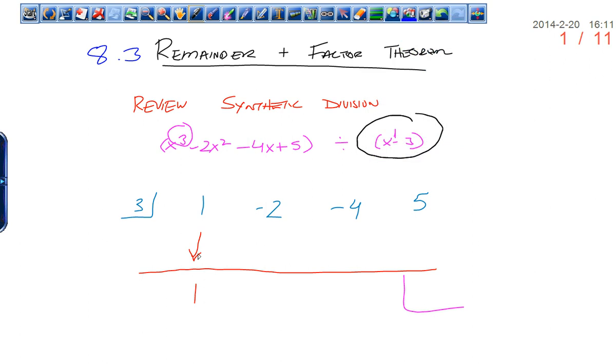And then we bring down the first coefficient, we multiply, we get 3. Negative 2 plus 3 makes 1. 1 times 3 gives me 3, and negative 1 plus 3 gives me 2, and that means my remainder is 2.